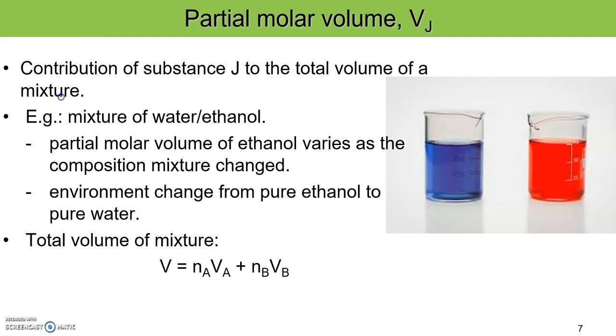For example, if we have a mixture of water and ethanol, imagine that this is water and this one is ethanol. The partial molar volume of ethanol, if we mix them together, will vary as the composition of the mixture changes, for example from pure ethanol to pure water. The formula is: the total volume V equals moles of A times volume of A plus moles of B times volume of B, where A and B are in fractions.